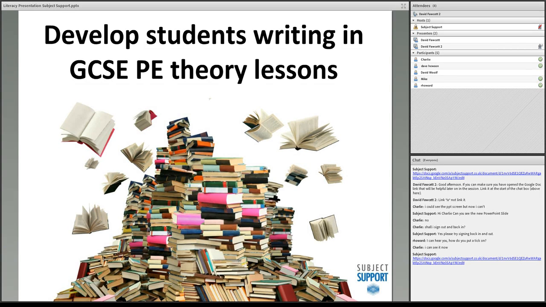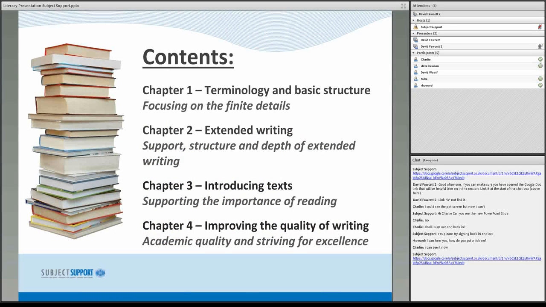So today, what we're going to talk about is how to develop students' writing in GCSE PE, an area which is of increasing importance. I'm going to try and go through 4 parts today. Try and get the first 2 chapters done in the first section, then we'll have a break just before 5 o'clock, and then we'll bring in the 3rd and the 4th chapter later on.